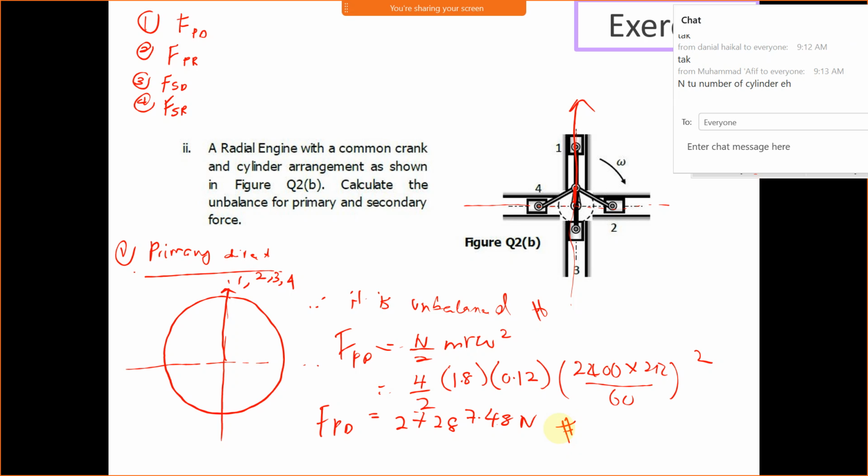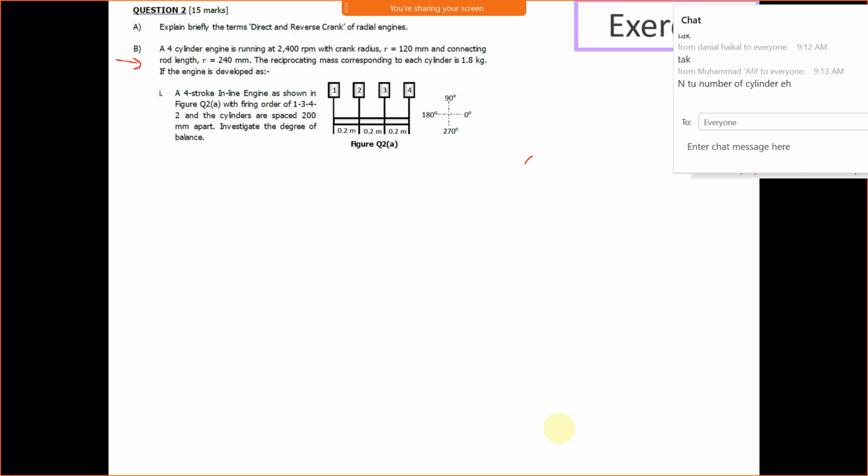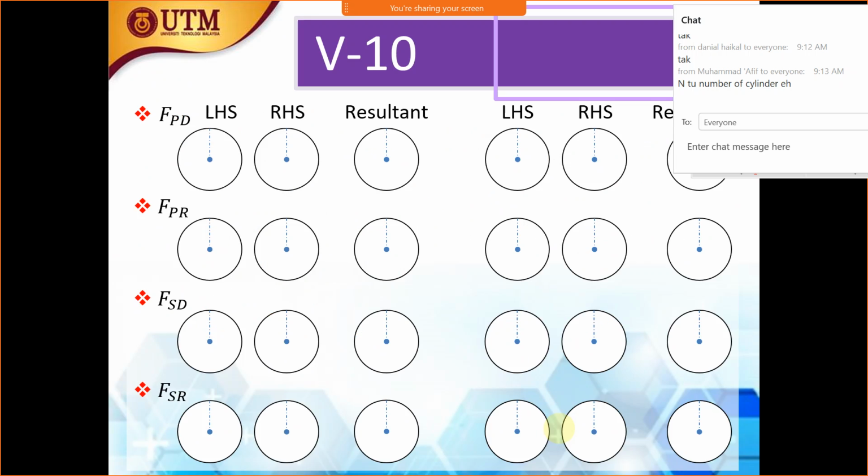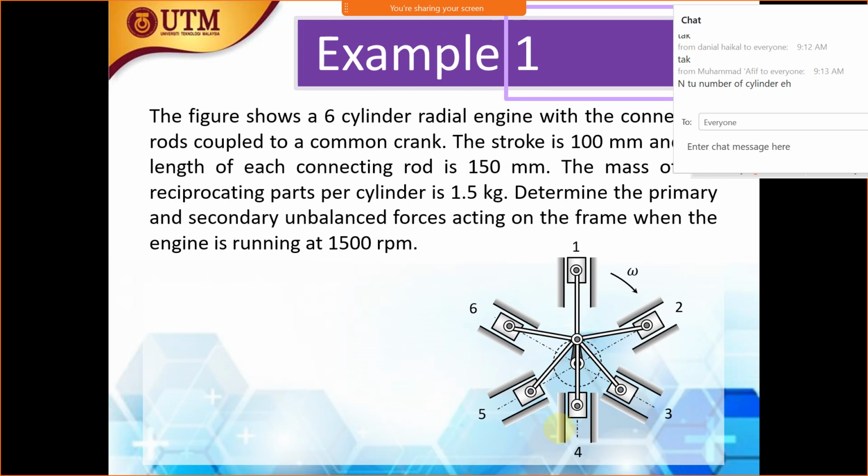And to number of cylinder. We have number of cylinder 4. So 4. Rumus dia. Sekejap saya tengok balik rumus dia. Mana rumus dia?